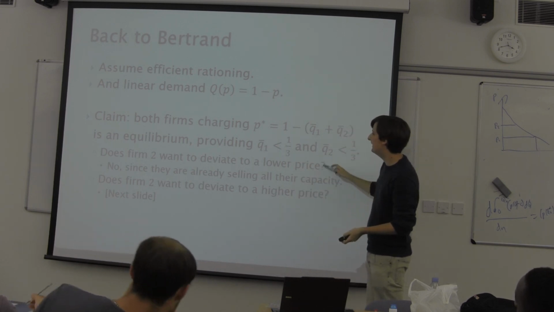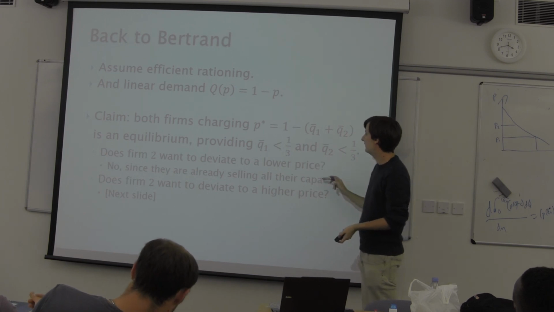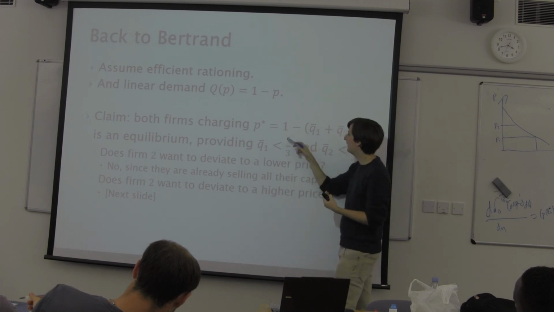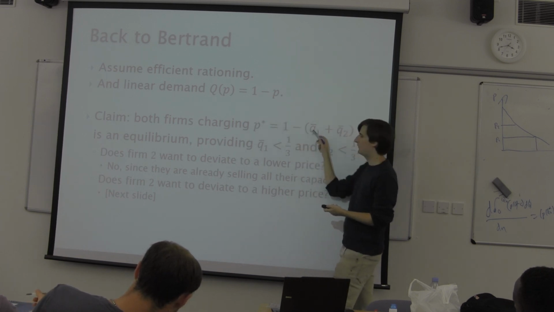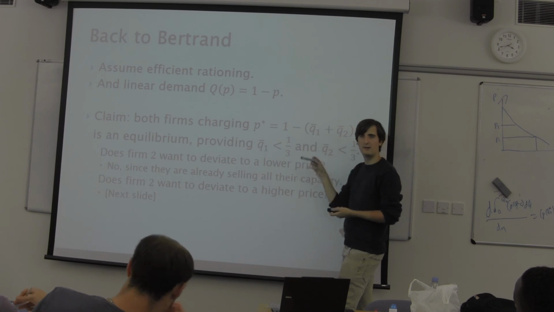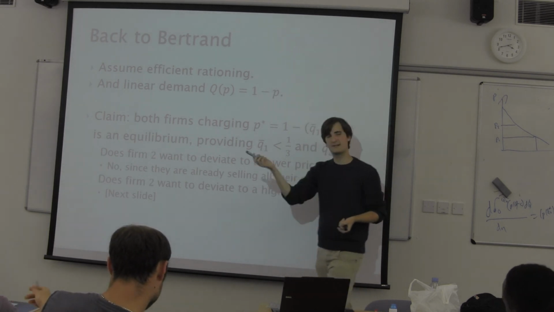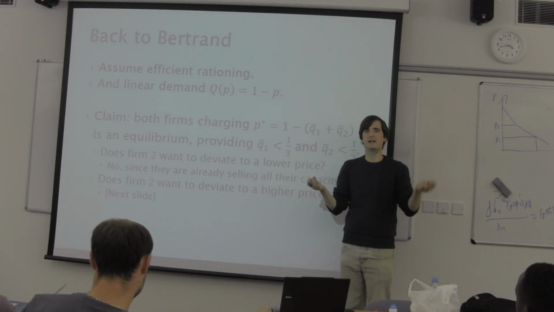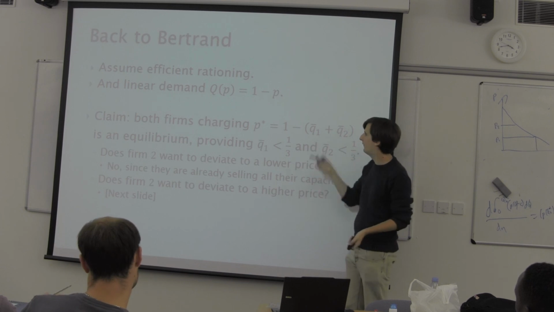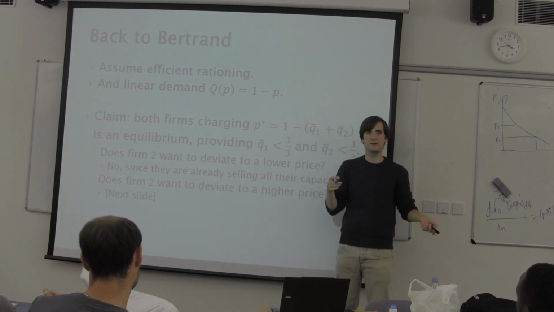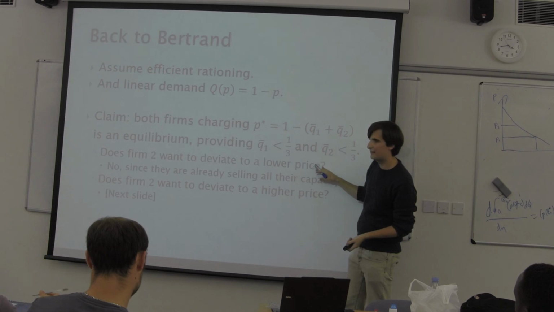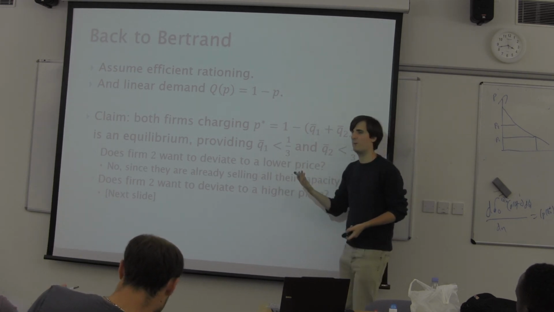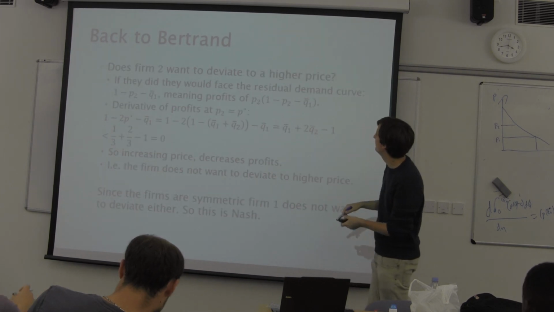If they decrease their price, well, they're already selling at capacity. The total quantity being sold is the total quantity that's being produced. So if they decrease their price, they're not going to sell any more units because they're already at capacity. All that's going to happen is they make less profit on every unit they sell. So if a firm is at capacity, it certainly doesn't want to decrease its price. So no firm wants to undercut the other. So we just have to check that they don't want to increase their price. That's what we do on the next slide.